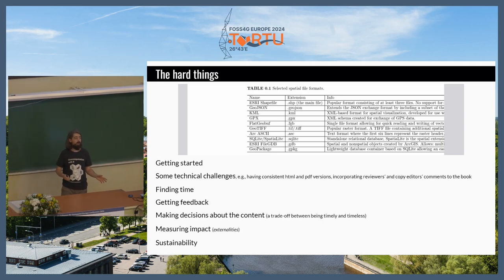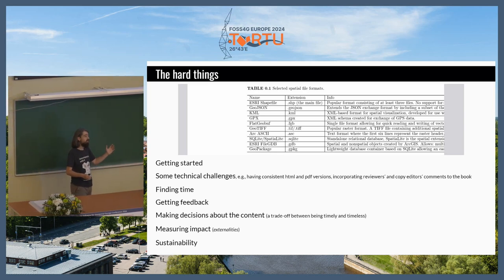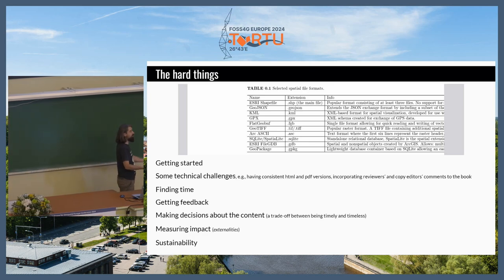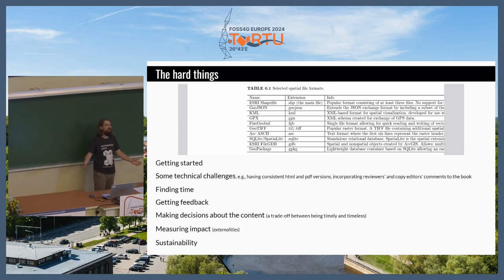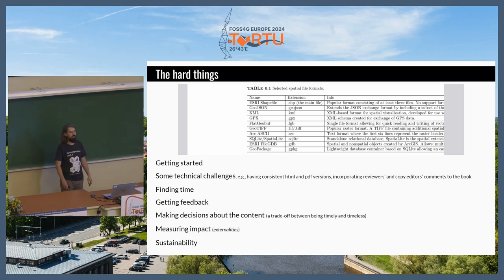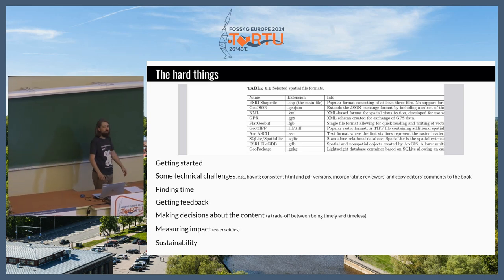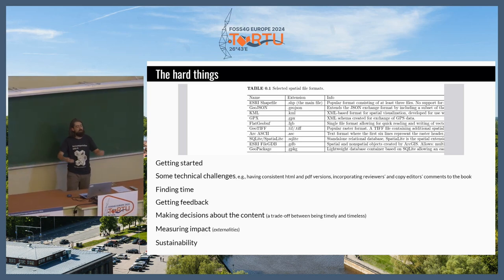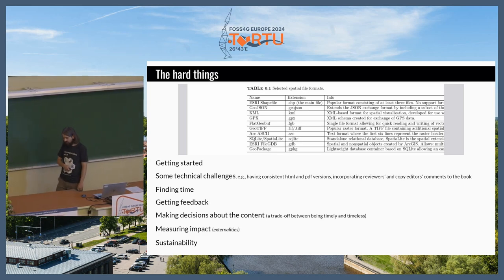Measuring impact is also hard. I showed you some numbers, but often our employers usually don't care about GitHub stars or something similar. Maybe they care a little bit about citations, but not about the rest of the things. So we know more or less the number of people who opened the website, but we don't know how many projects were created by those people and so on.